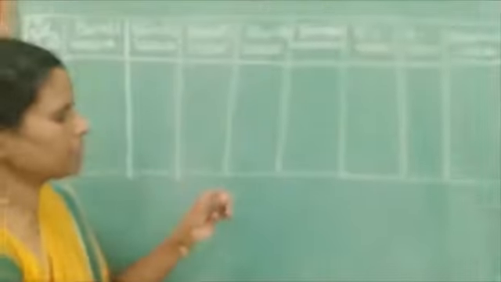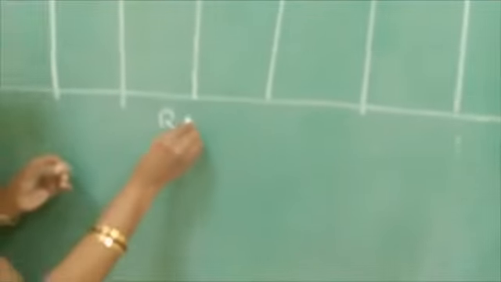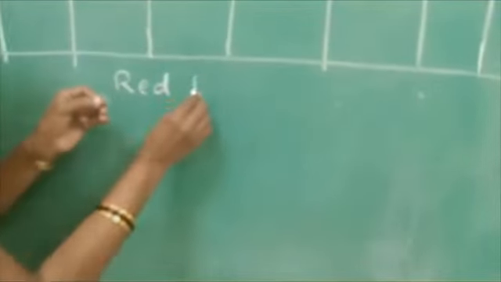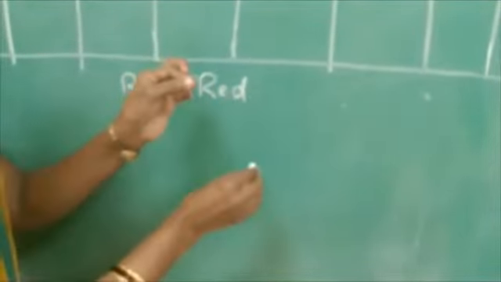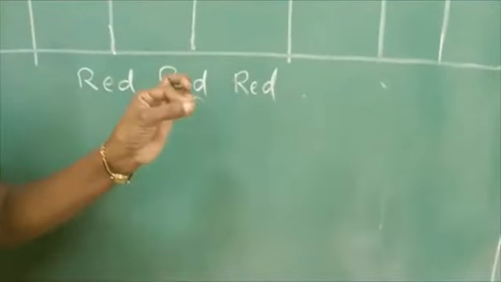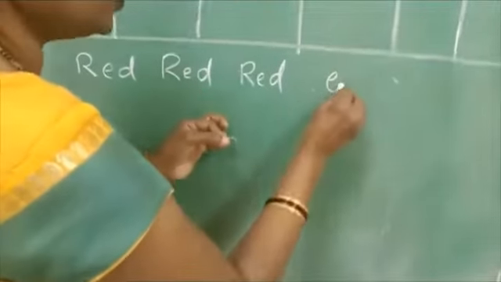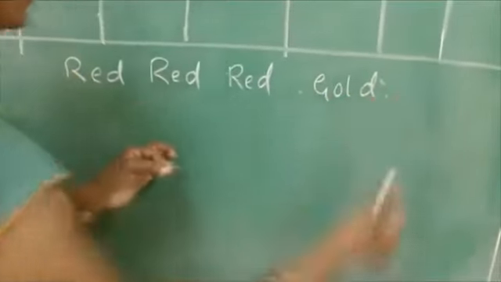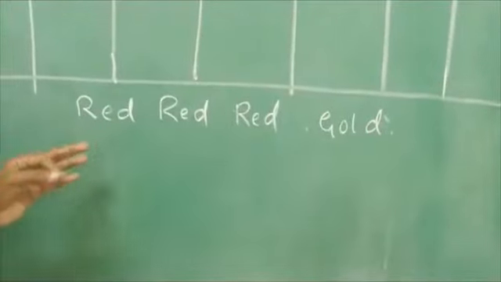See, the first color is red. I will write down red. Second color is red. Third band color is also red. And fourth band color is gold. Okay. So the value of red color, you can refer to the table here.